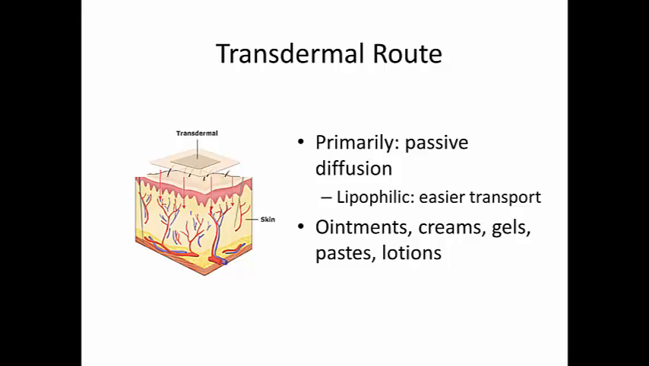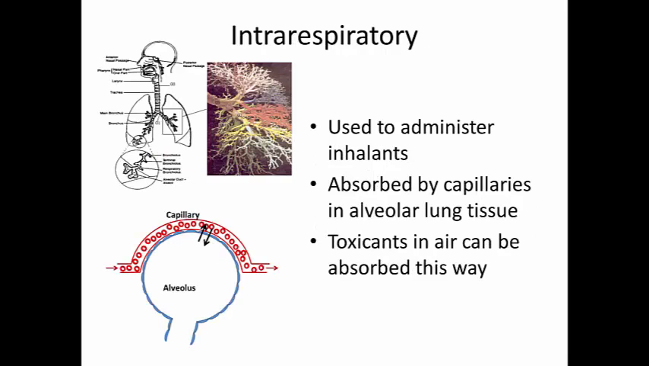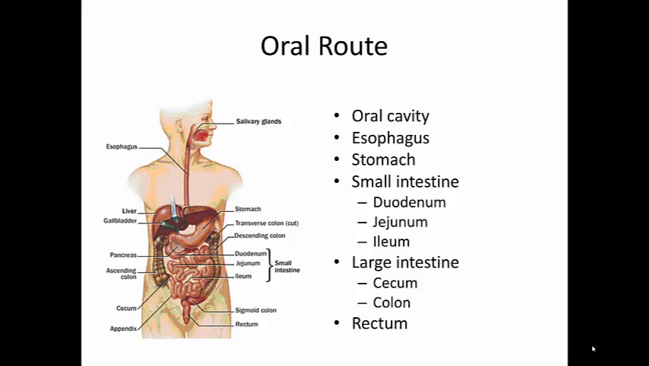Drugs or toxicants that are administered transdermally must diffuse across the skin layers and into the bloodstream. The more lipophilic the chemical compound, the more easily it will diffuse through the skin layers. Drugs that are given by inhalation are absorbed by capillaries in alveolar lung tissue. To get into the bloodstream from the alveolar space, they must diffuse across the alveolar epithelial cells and the capillary endothelial cells to enter the bloodstream. In addition to drugs, toxicants that are inhaled can enter the body this way as well.